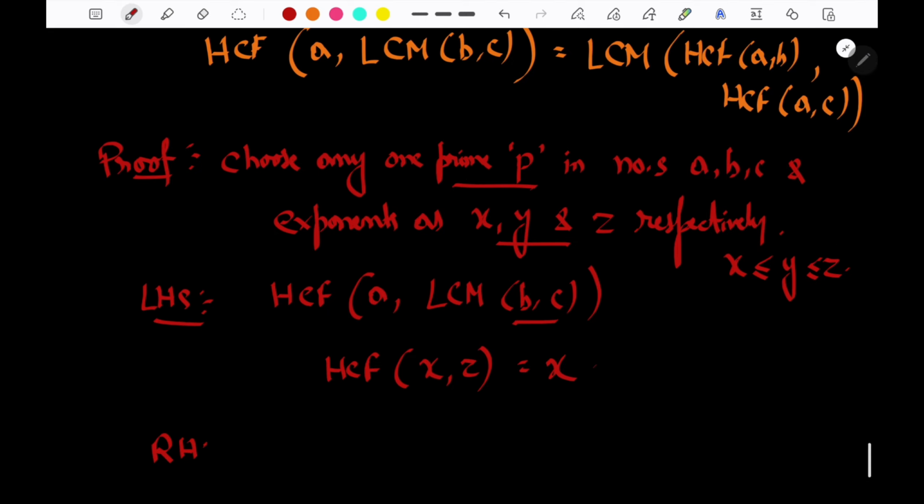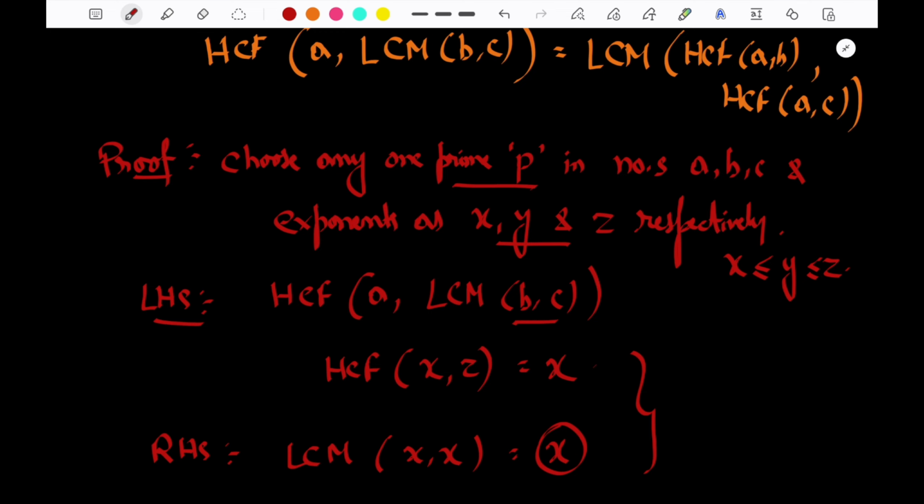Now check the RHS. RHS is LCM of HCF of A comma B and HCF of A comma C, it will be x and x. So therefore this is also x. True. Done. LHS is equal to RHS. So this is the property.